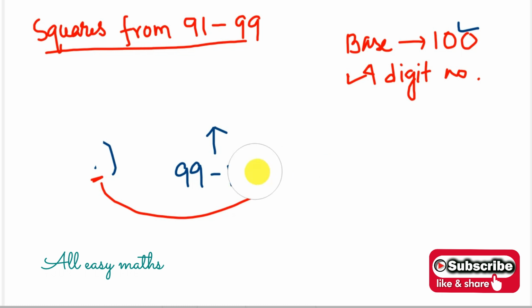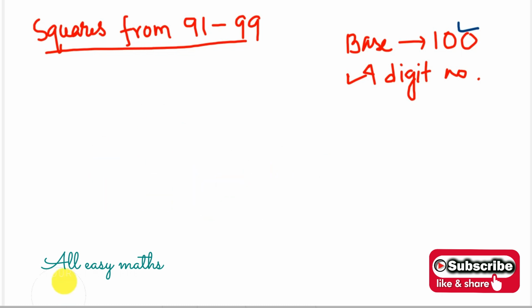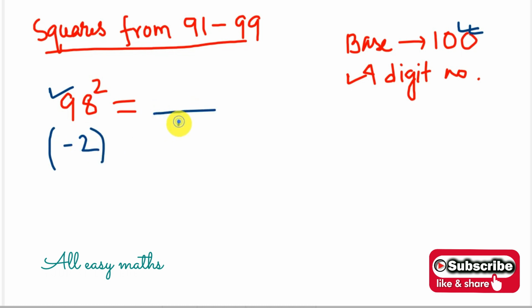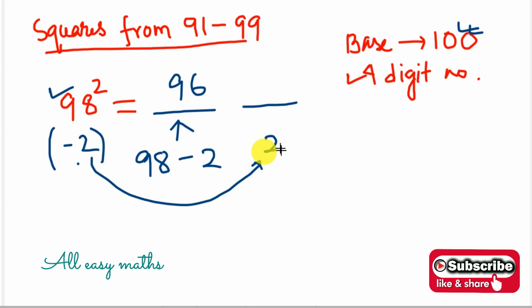I hope you all understand up to this part. We will be continuing with more exercises to keep you familiar with how the process goes. So now let's calculate 98 square. 98 is how much less than 100, as we have taken the base as 100? 2. So we'll write -2 because it's less than 100. So 98 minus 2 will be 96. So we calculated the first 2 digits. Now let's calculate the last digits.